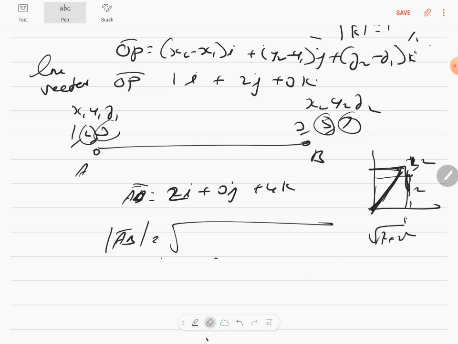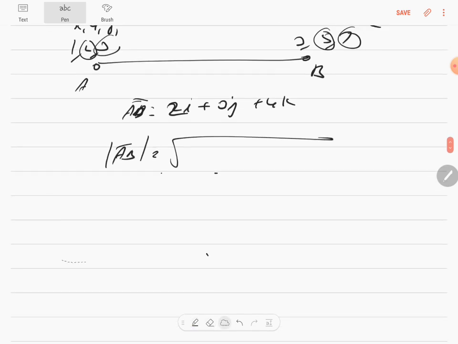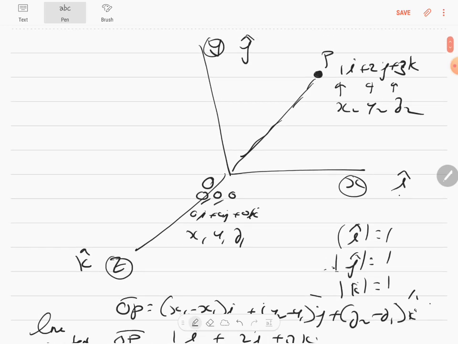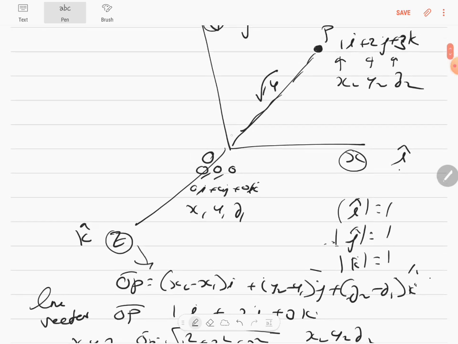Like that, for the magnitude of AB, you have a 3-dimensional figure wherein you have a vector which is the AB vector. So you want to find the magnitude of it. In this case, the magnitude of the OP vector. What is the magnitude of the OP vector? It is root of 1 square plus 2 square plus 3 square, which will be root of 1 plus 4 plus 9, which is root 14, which is nothing but this radius.